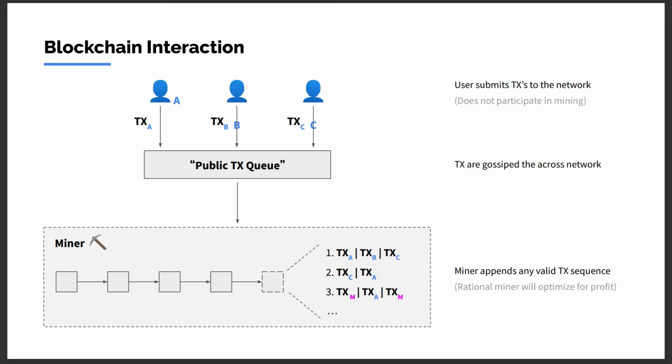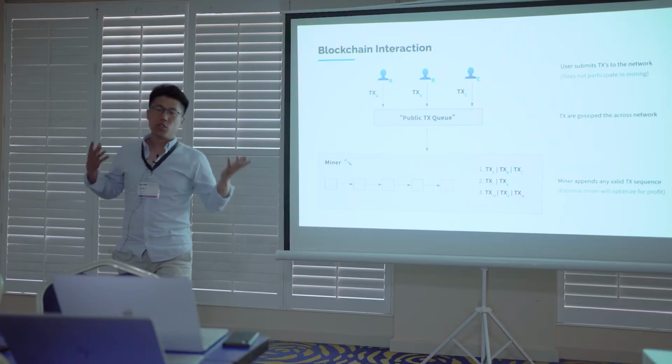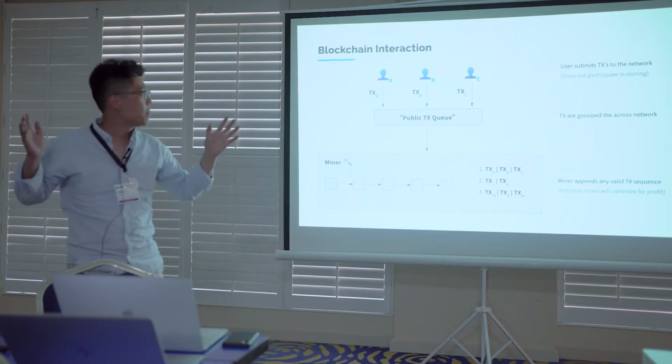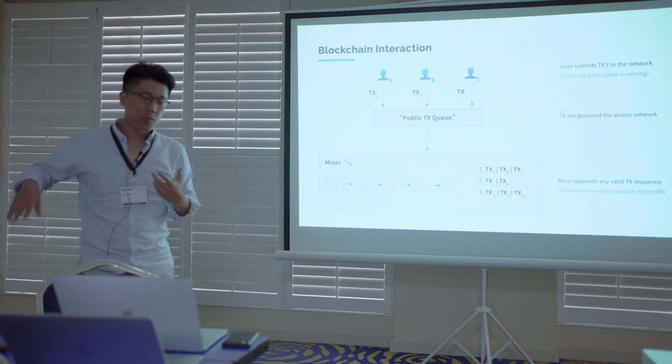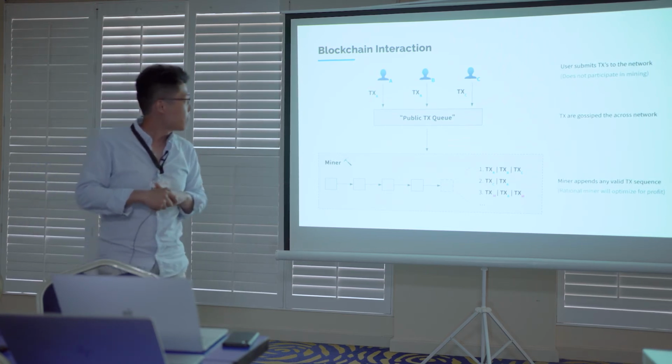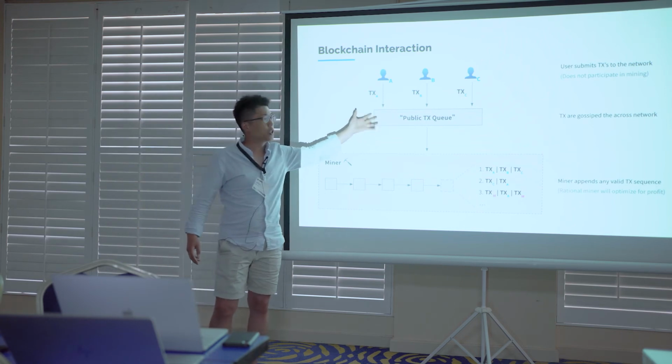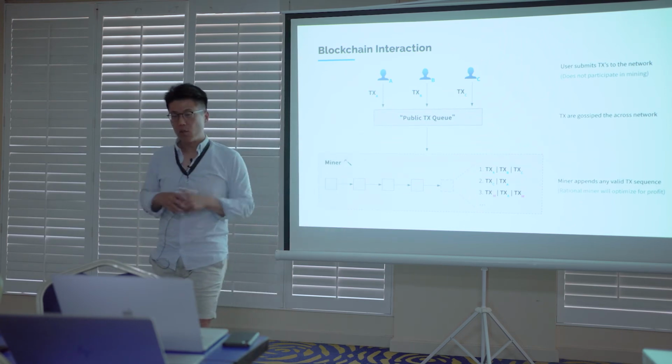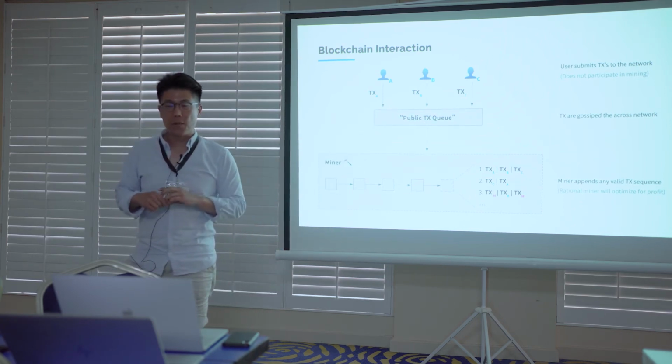Quick introductory slide on how MEV emerges. We have a simple blockchain interaction model shown here, where users submit their transactions to, let's say, a P2P network. The transactions are gossiped across the network publicly, and we can model this as a public transaction queue, which is visible to the adversary or visible to all agents in the system.